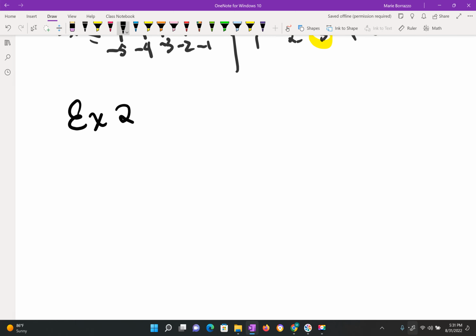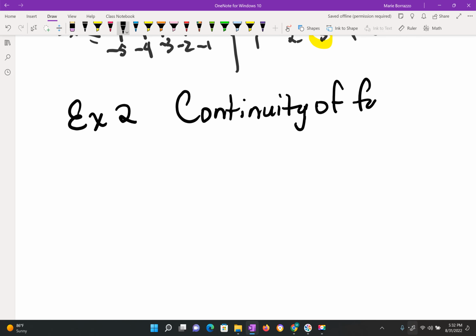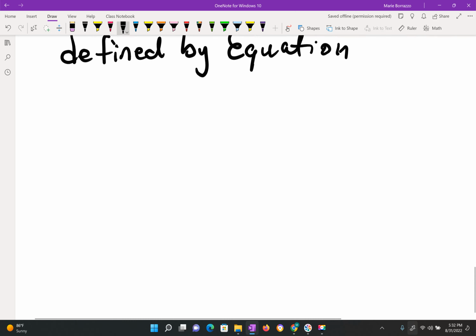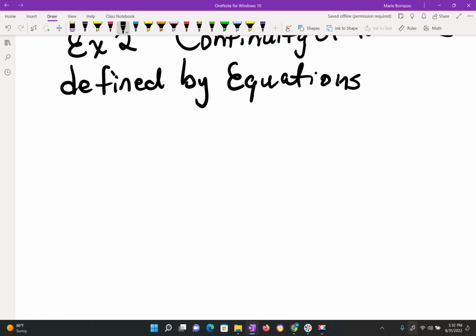Okay, let's talk about example 2. There's only 5 examples in this book, by the way, in this chapter. So example 2, we're looking at continuity of functions defined by equations, and I'm going to give you 3 really solid examples, as I always do.